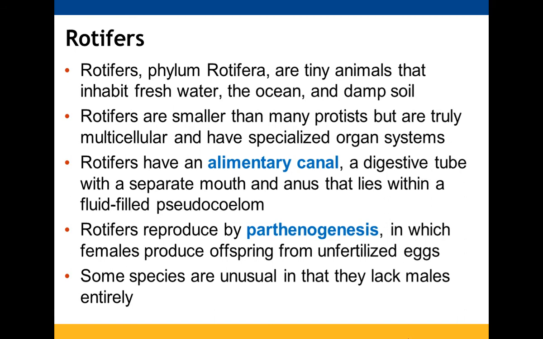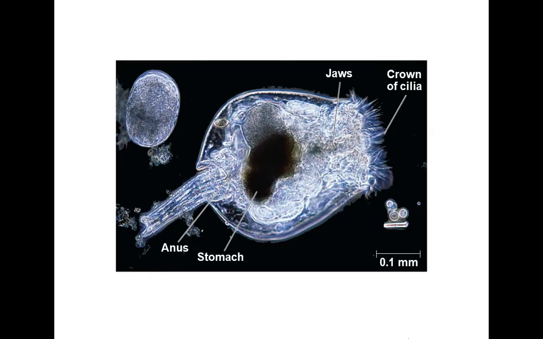The rotifers are found in environments that have water as well. They are a little bit smaller than protists, but they are multicellular. They have specialized organ systems. They have alimentary canals, with a separate mouth and anus. They reproduce by parthenogenesis, where females are able to produce offspring from unfertilized eggs. And there are some species that don't have males at all. Okay.